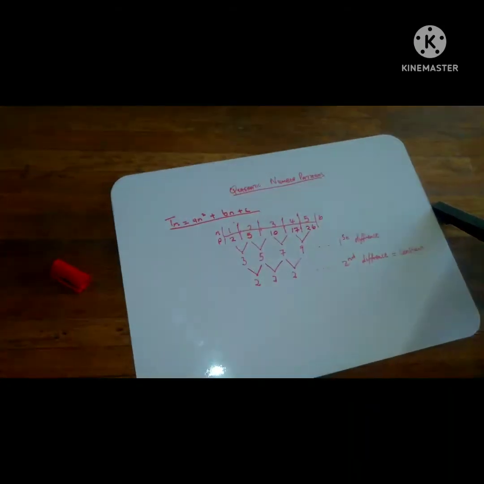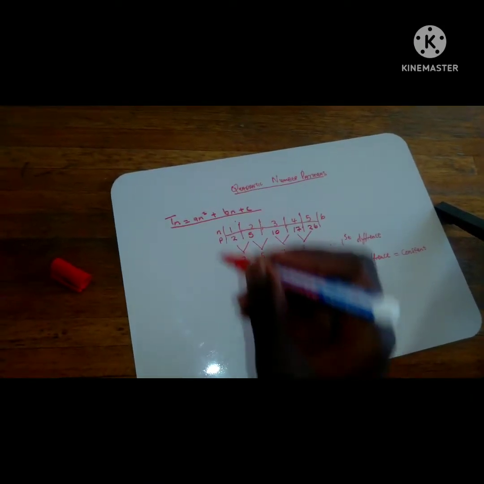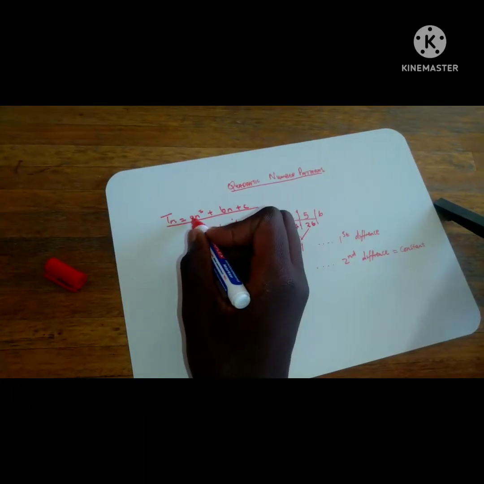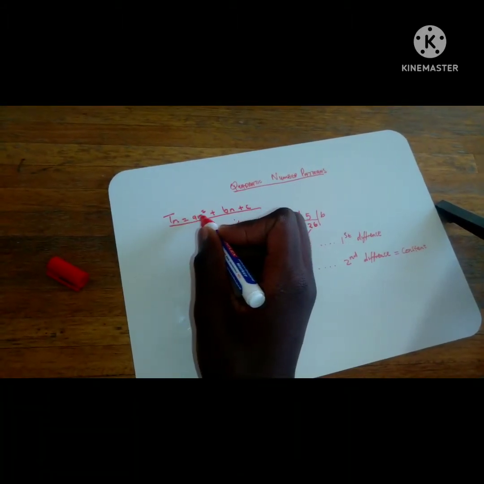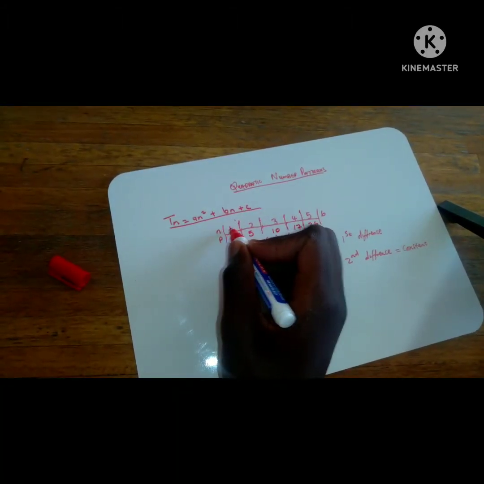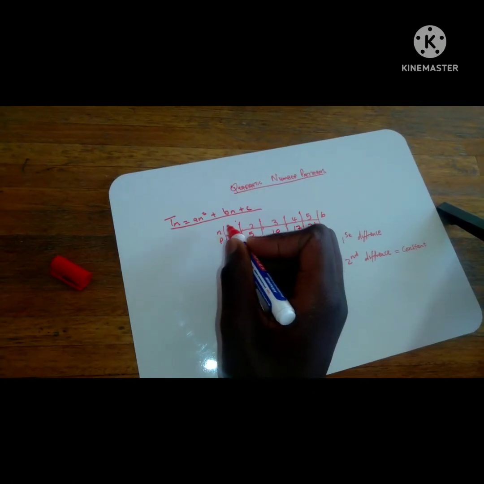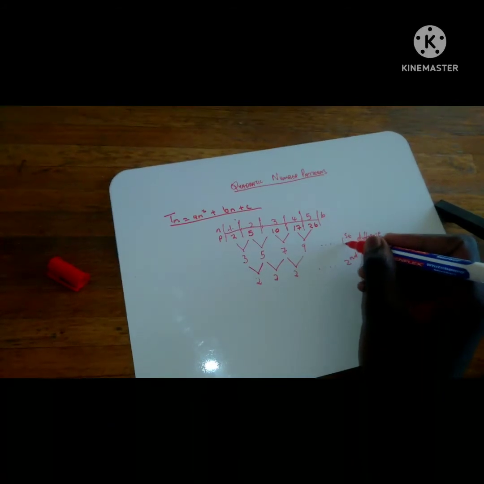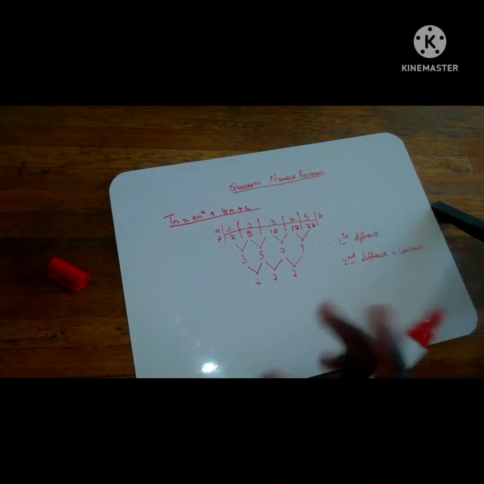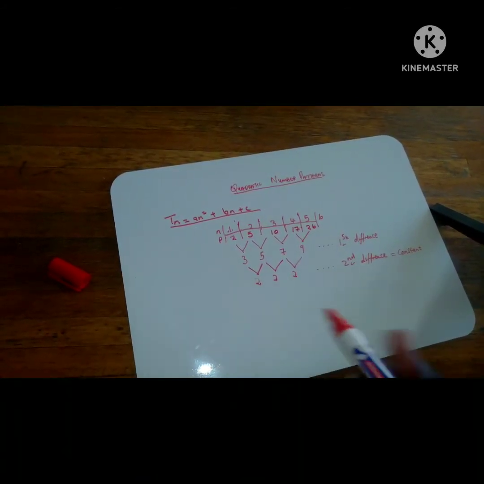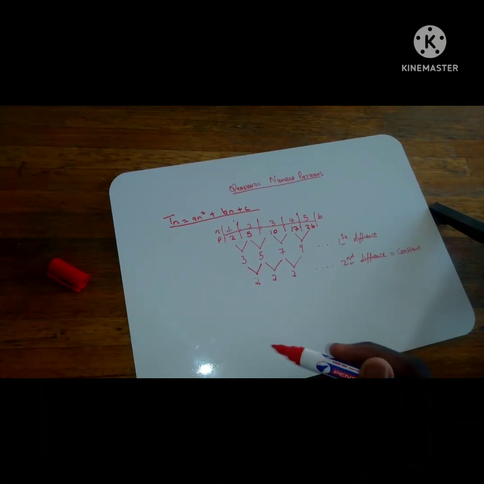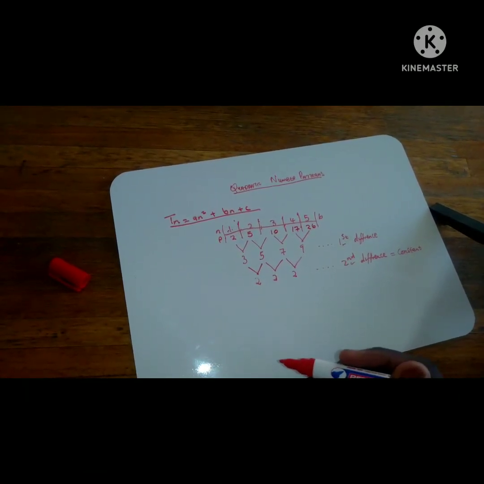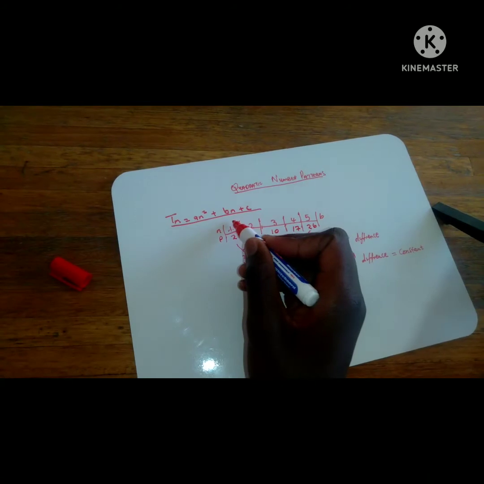An squared plus bn plus c. This a is the coefficient of this number. And why did we put a squared here? It means we have got 1 and 2 differences. That's what makes it quadratic. So if it's a quadratic number pattern, we have to find this number with a square here.